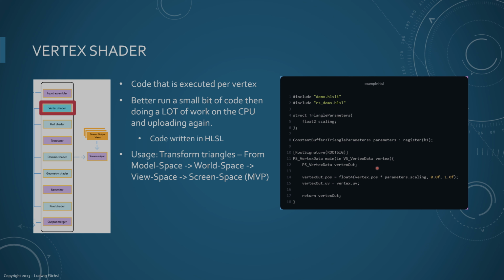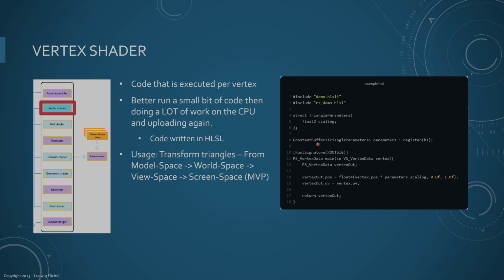In general, it is just the container that the input assembler has assembled. So you have configured the input assembler and your vertex buffer in a certain way, how your vertices are laid out, and the input assembler is then correctly assembling that and passing this here as a parameter into the vertex shader.